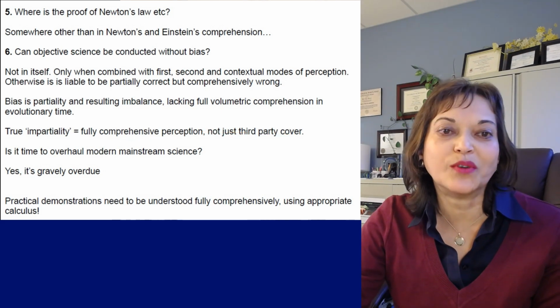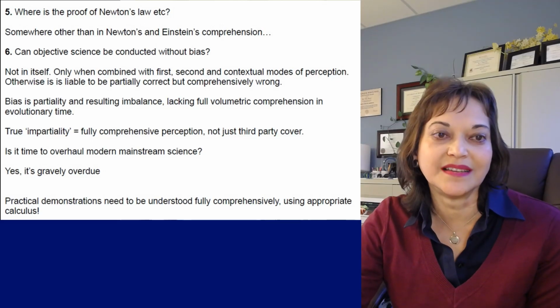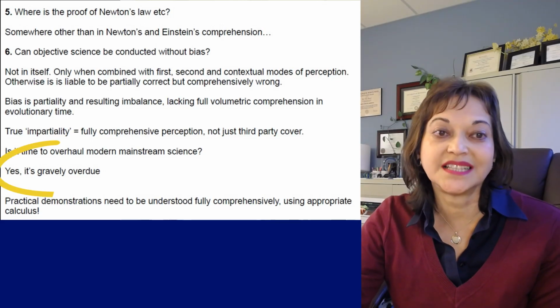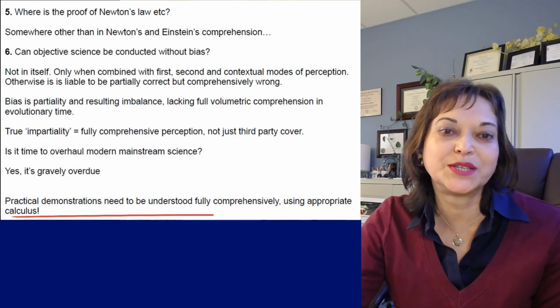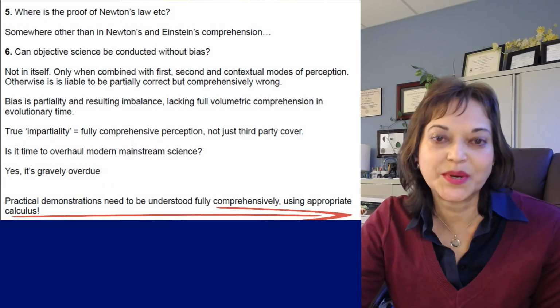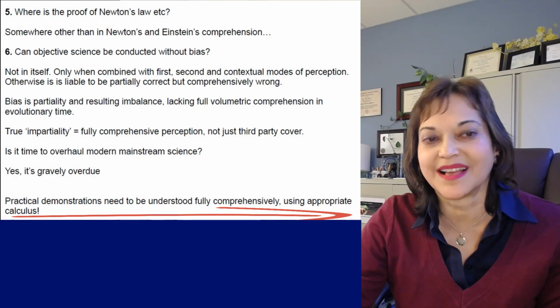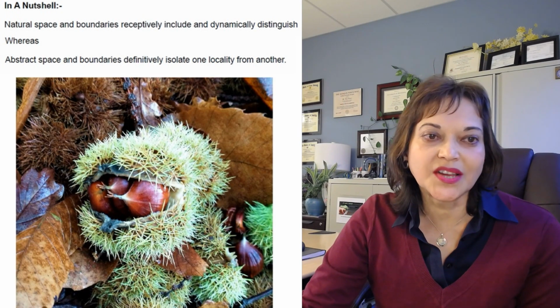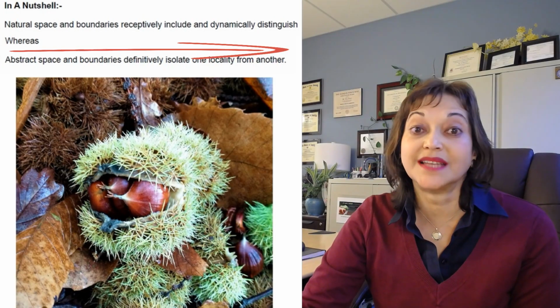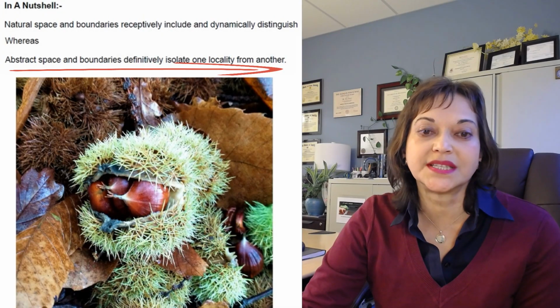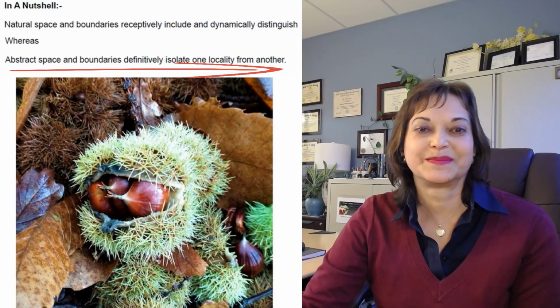Is it time to overhaul modern mainstream science? Alan: yes, it's gravely overdue. Practical demonstrations need to be understood fully, comprehensively, using appropriate calculus. In a nutshell, natural space and boundaries receptively include and dynamically distinguish, whereas abstract space and boundaries definitively isolate one locality from another.